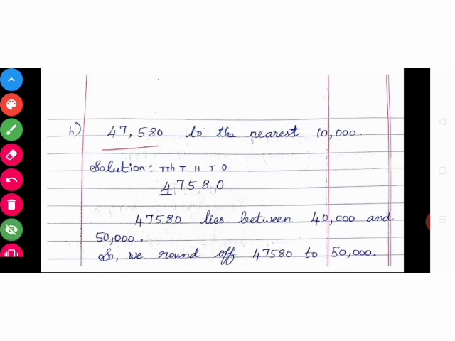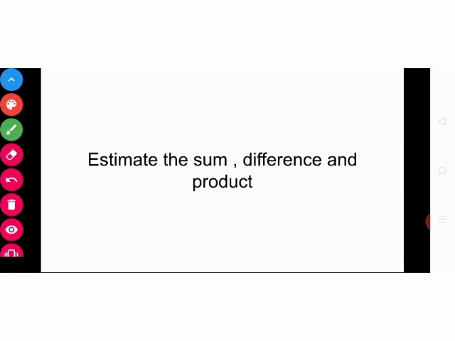Look at another example. 47,580 to the nearest 10,000. So this 47,000 lies between 40,000 and 50,000. So we round off 47,580 to 50,000, that is your answer. And then next, estimate the sum, difference and product.